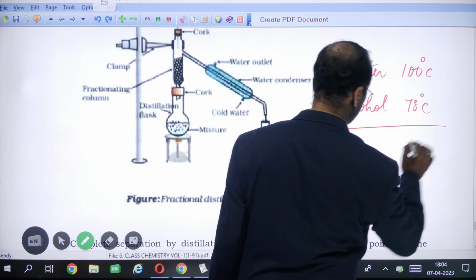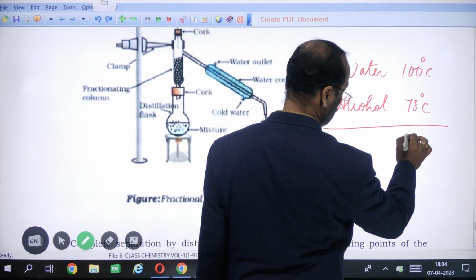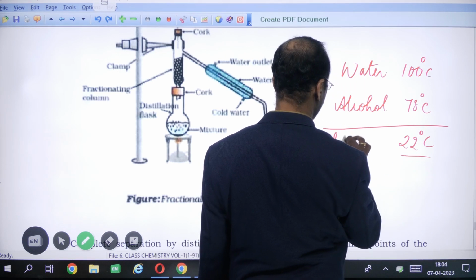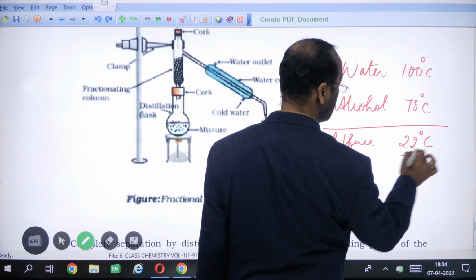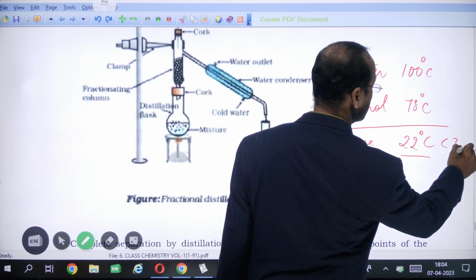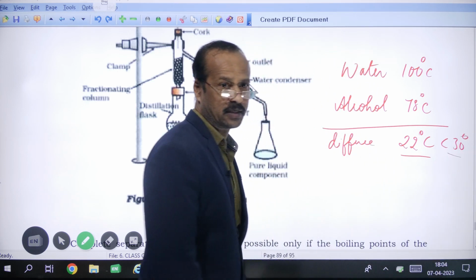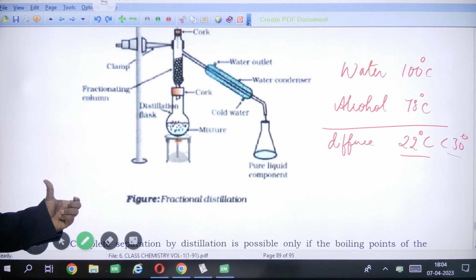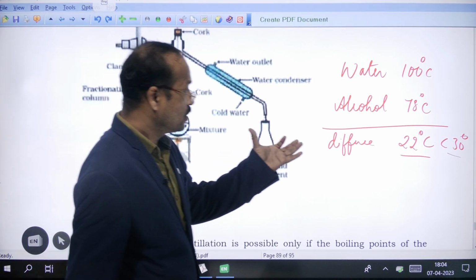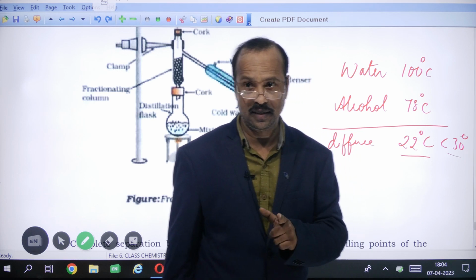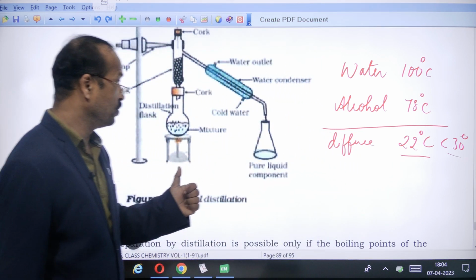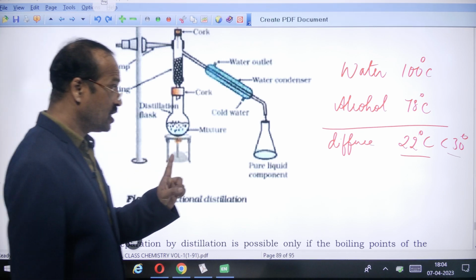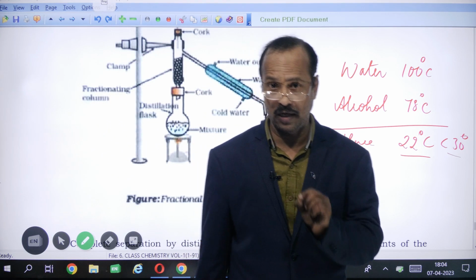So, what is the difference between these two? The difference is only approximately 22 degrees Celsius, which is less than 30 degrees. In the case where the temperature difference between two liquids is less than 30 degrees, we use the fractional distillation method. Is this clear? Distillation and fractional distillation are both the same method, remember that.